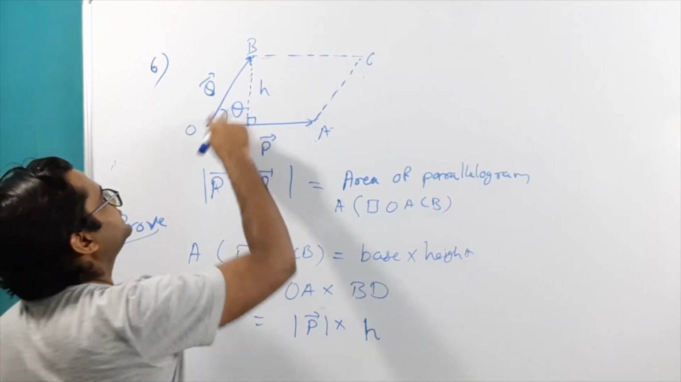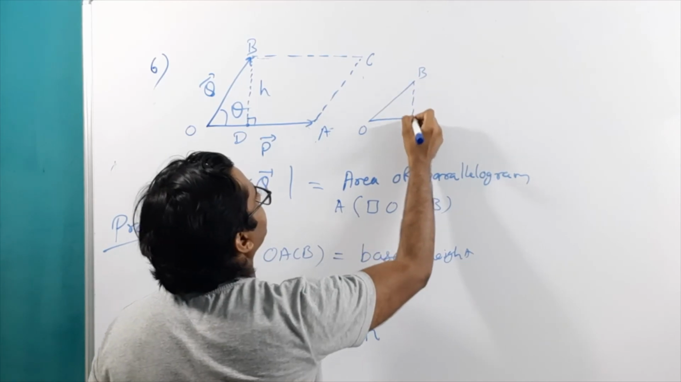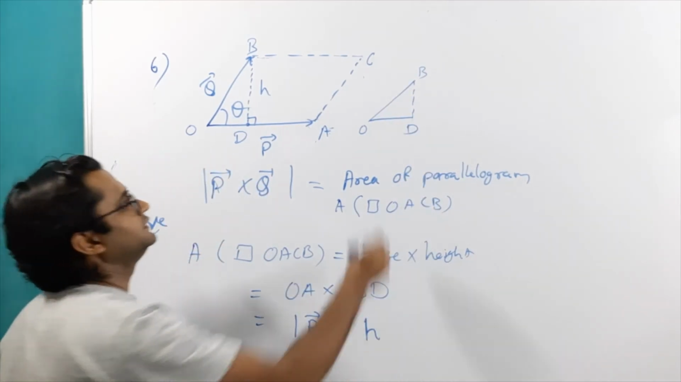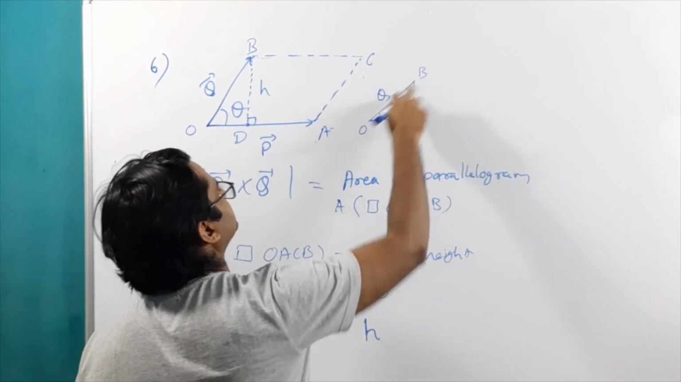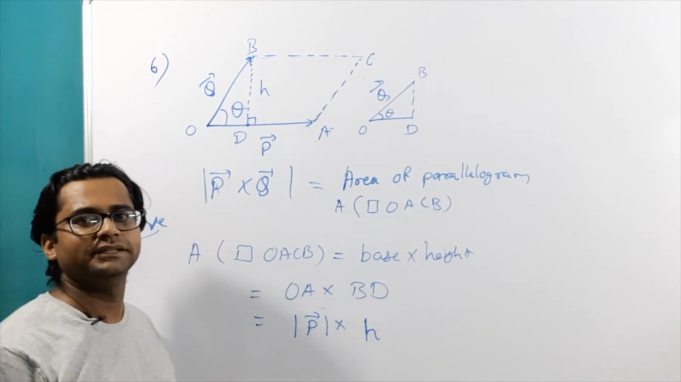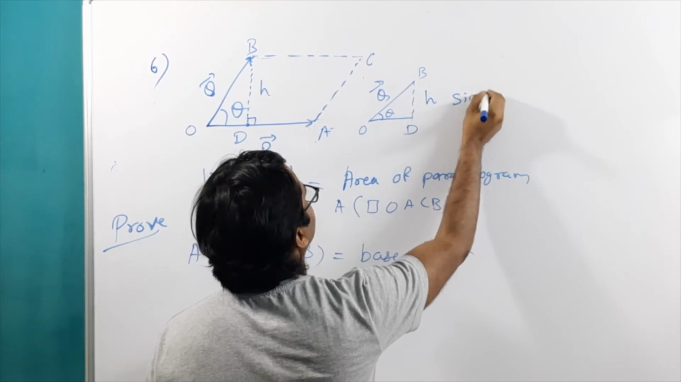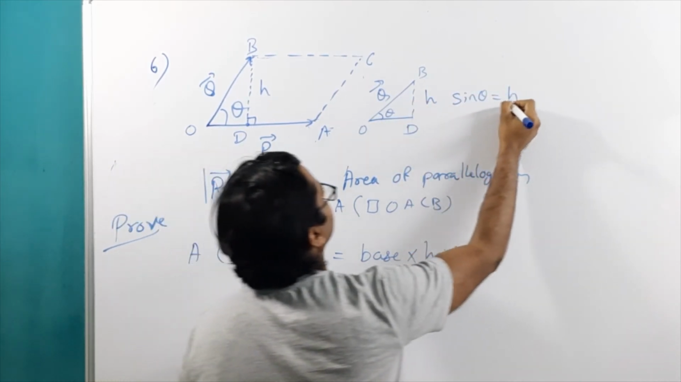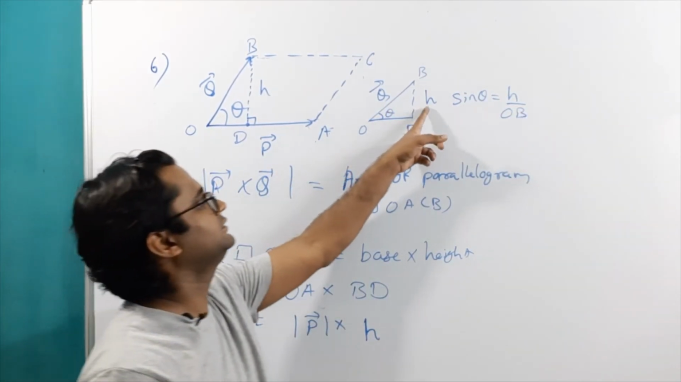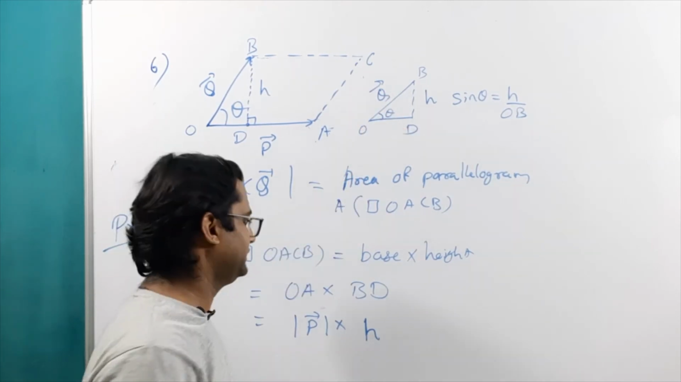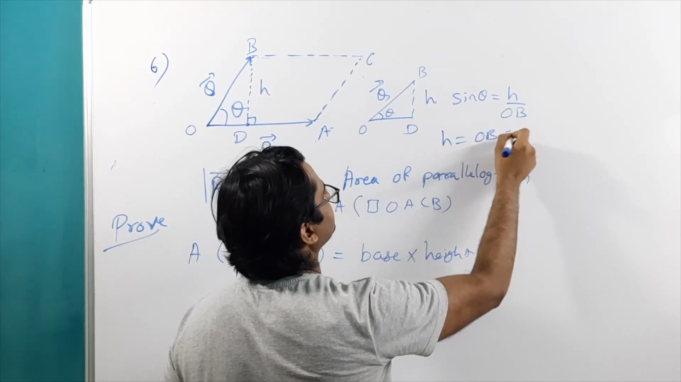Now let us consider this triangle. Which triangle? Triangle OBD. This angle is theta. This length is OB, which is the magnitude of vector Q. This is H. So can we write sine theta equal to opposite side H upon OB from this figure? Sine theta equals opposite side upon hypotenuse. So from this we can write H equal to OB sine theta.